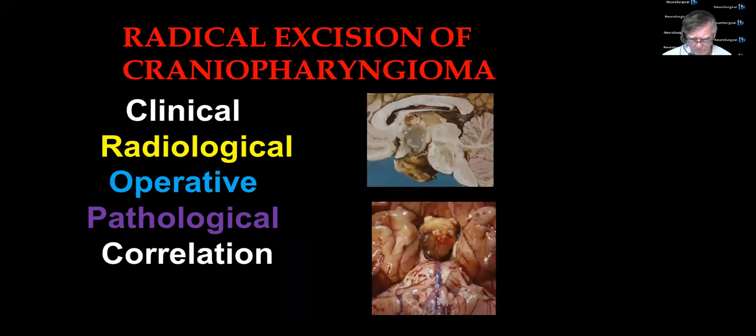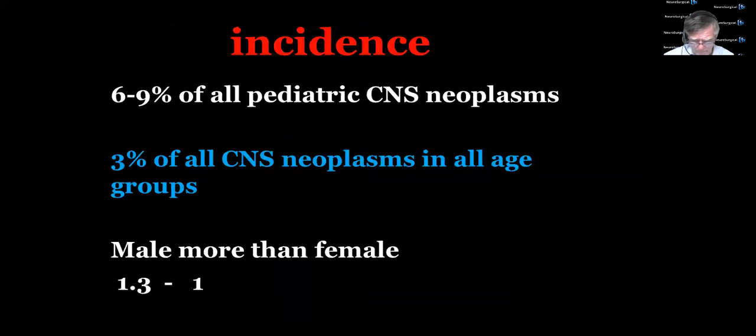Now we're talking about craniopharyngioma. So what is craniopharyngioma? It's a tumor, it's a benign tumor, but with a very ugly course. In the pediatric group, it's different from other groups. In the pediatric group, it constitutes 6 to 9% of tumors. In adults, it is 3%. Male is slightly more than female, unfortunately for us.